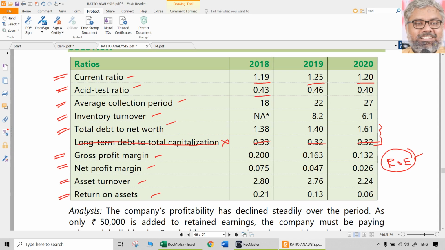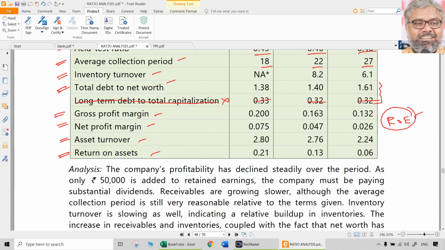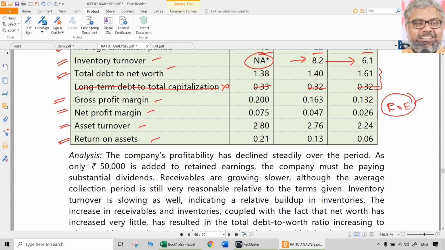Same way, quick assets divided by current liabilities, the acid test ratio, improved, then declined. Collection period, dangerous, because it is always increasing, not good. Inventory turnover decreased, not good. Why this was not taken for all years is because average stock is not there for it. Enough, no problem. You take only for 2 years. Debt to net worth, so debt is increasing, that is clear. Debt equity ratio is increasing.